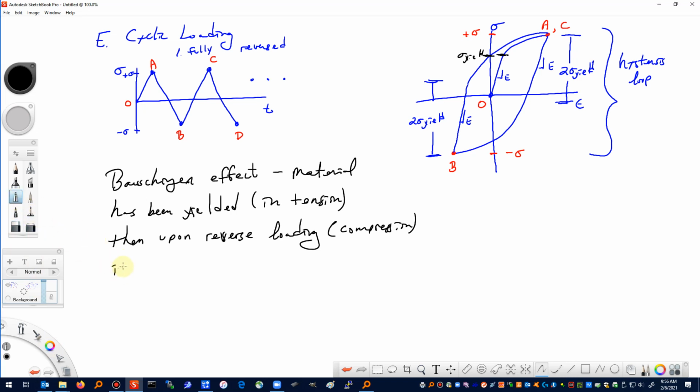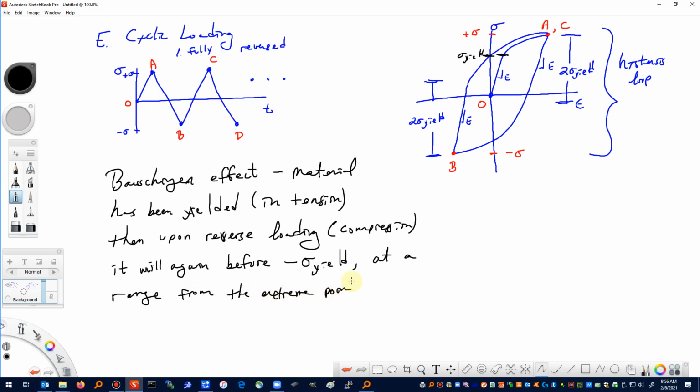it will yield again before minus sigma yield, at a range from the extreme point of 2 sigma yield. Okay, so again, if this is sigma yield here, the negative of that value might be down here, but it's already started to yield because it went through a range of 2 sigma yield. So that's what the Bauschinger effect is all about, and you might hear that term throughout the semester.